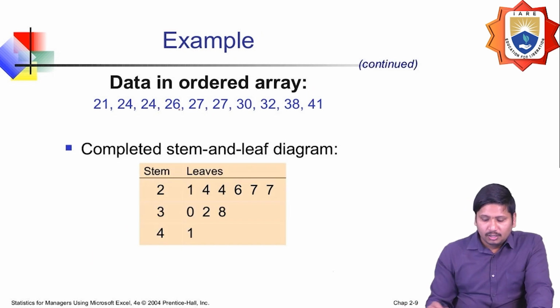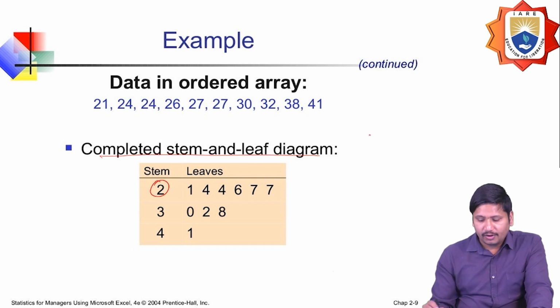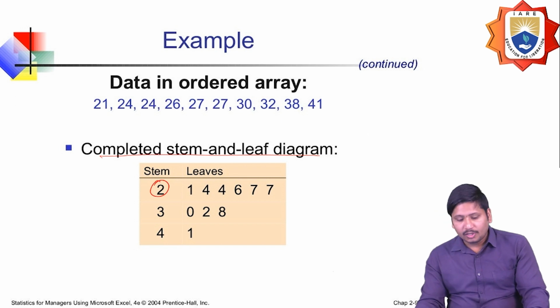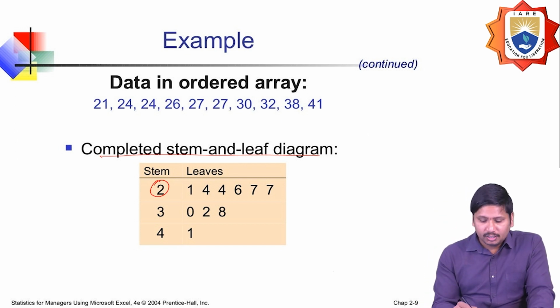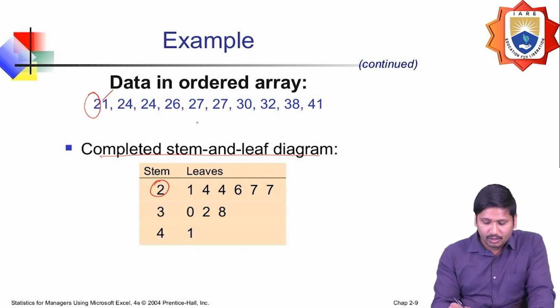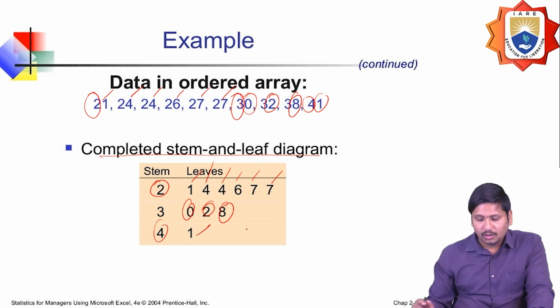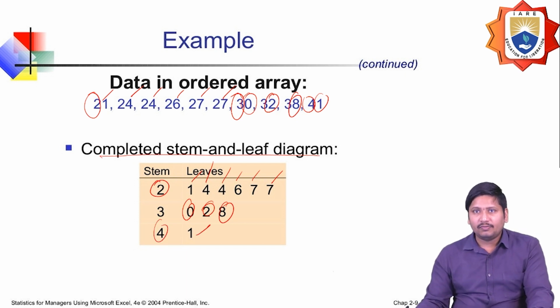After that, next, how can I represent the complete stem and leaf diagram? Suppose I take the stem 2 here. After identifying this data, the 2 is the value which should be called the stem. So for the 2, what are the leaves? 1, 4, 4, 6, 7, 7. Similarly, if I take 3 as stem, what are the leaves here? 0, 2 and 8. And 4, if I take, so 1. Right? So like this, I can construct this stem leaf diagram from the data.